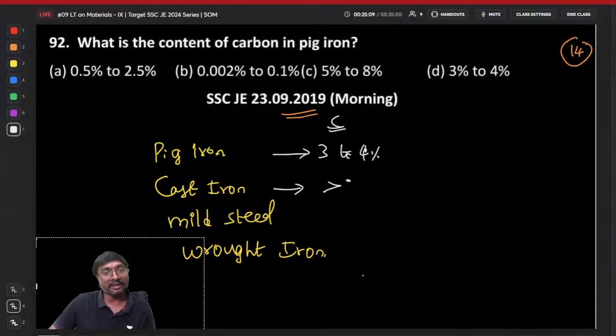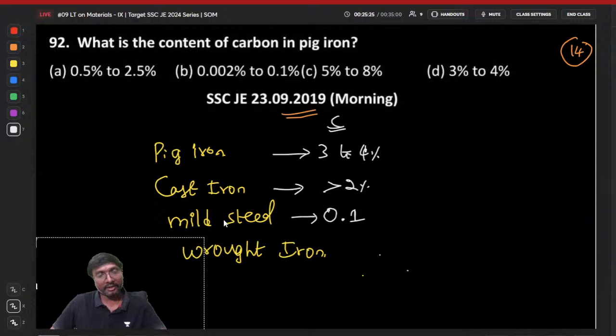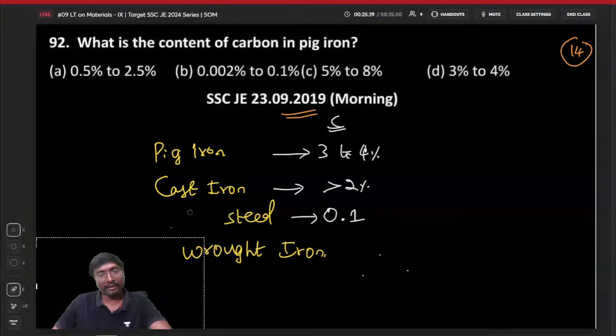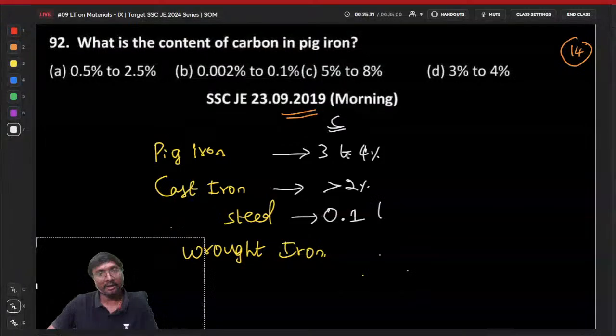Cast iron, it is greater than 2, no? Mild steel, what is it? It is very less, na? 0.1 to 0.2, no? Or steel, if you take general steel, right? It will be varying from 0.1 to 2%.